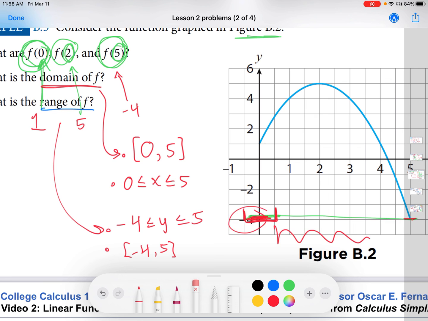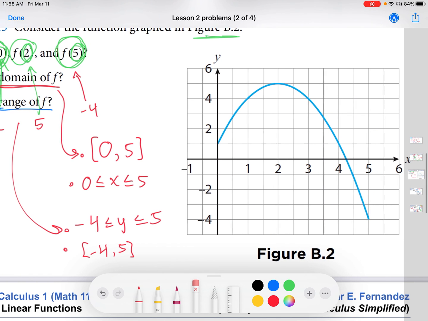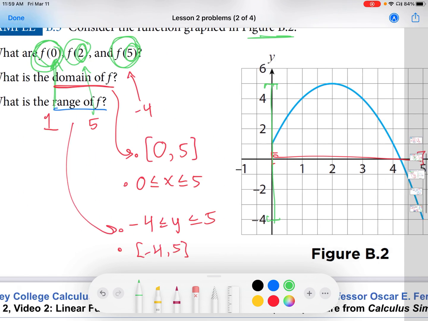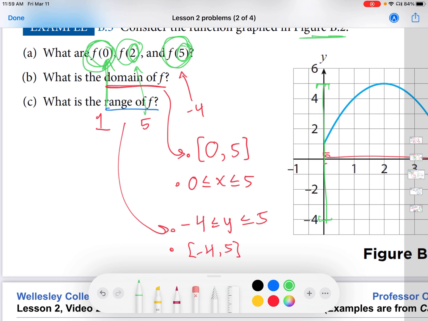Great, so I'm going to erase all this so we can see the graph one last time and then confirm all this. Domain from x equals 0 to 5 makes sense. And then range from y equals negative 4 to 5 also makes sense. Great, so that's it. So we've done the domain and range review, and also talked a little bit about how we understand what these notations mean.